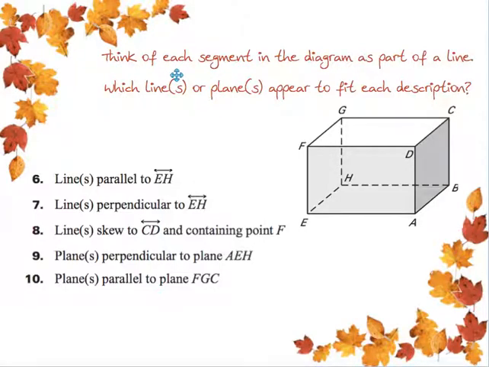Okay, so think of each segment in the diagram as part of a line. Which lines or planes appear to fit each description? So lines parallel to EH. Any answer that you write is going to have to be a line. So if we're talking about EH right here, lines parallel to that would be FG. Those are going the same direction. CD and AB.